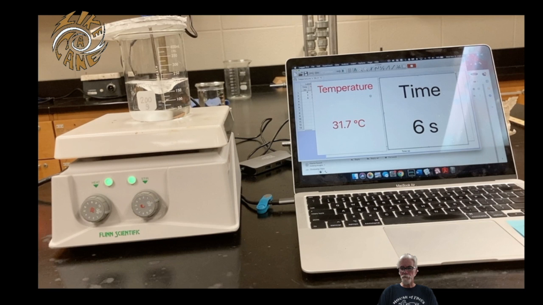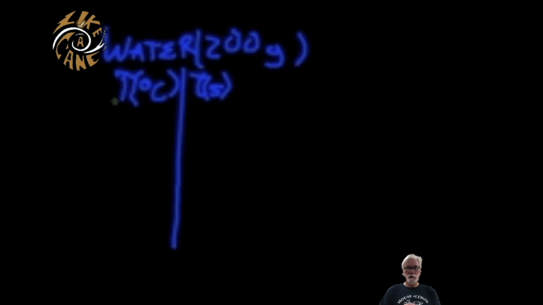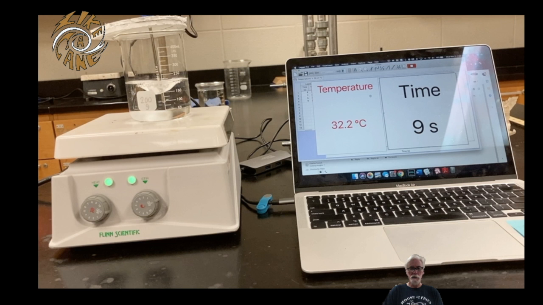I'm going to stop here and just make a little table and record some information. So putting down that we have water, 200 grams, I'm going to make a table. In one column I'm going to put the temperature in degrees Celsius, and in the second column the time in seconds. So we saw that 30 degrees C was at 0 seconds. Then we're going to heat it up 15 degrees to 45, and then 15 more degrees to 60, and see how much time it takes.